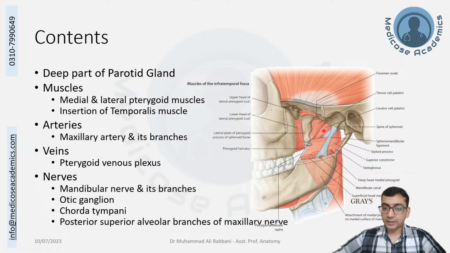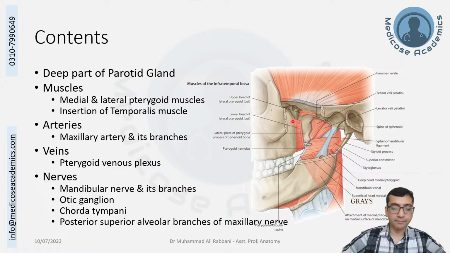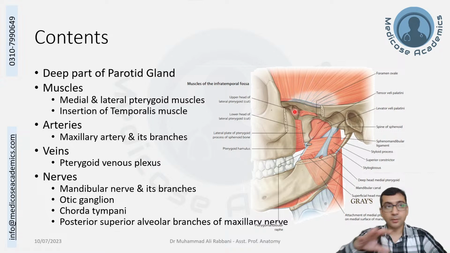It contains 3 out of the 4 muscles of mastication: the medial pterygoid with its two heads, the lateral pterygoid with its two heads, and the last portion of the temporalis inserting onto the coronoid process. Of course, the masseter muscle is outside. There are arteries, the maxillary artery and its branches. There are a lot of branches of the maxillary artery. We will be going through them in this lecture. There are about 15 branches of the maxillary artery, about 10 in the infratemporal fossa and about 5 in the pterygopalatine fossa. And then there are nerves.